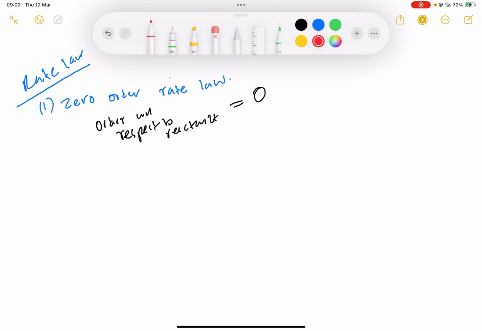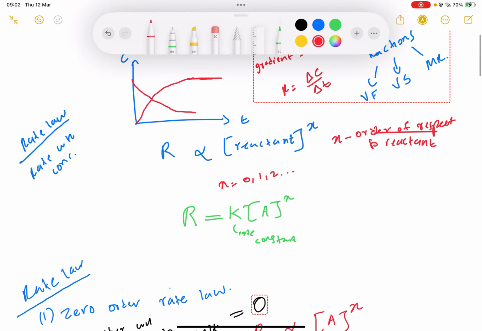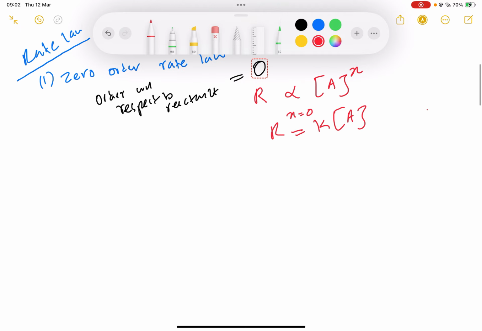Now we know the rate law: rate is proportional to the concentration of the reactant to the power x. Now x is equal to 0. That means rate is equal to k, the rate constant, times a to the power 0. Now we know that a to the power 0 is 1. Therefore rate is equal to the rate constant. So in a zeroth order reaction, rate is always equal to the rate constant.